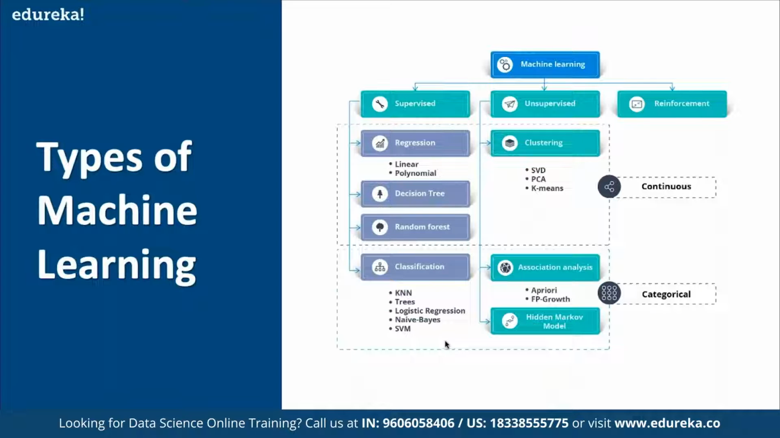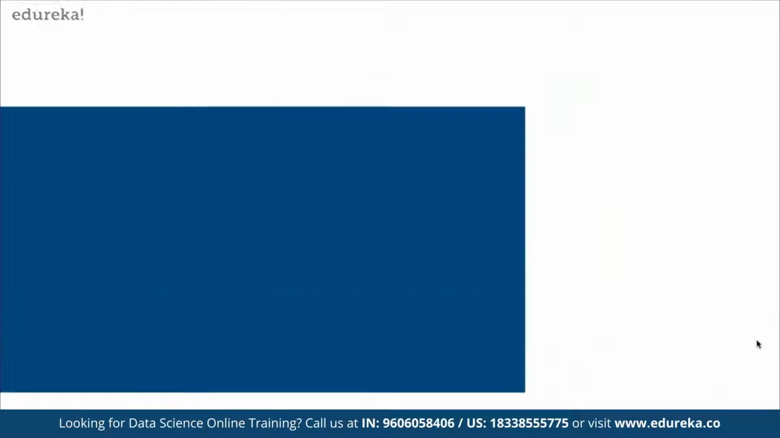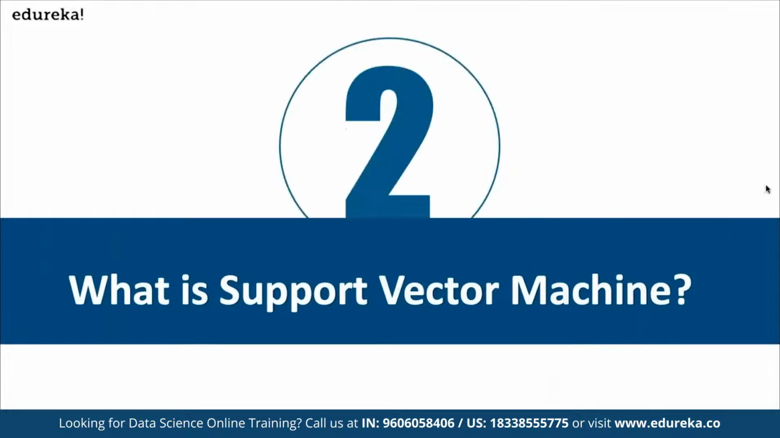If we talk about Apriori, FP-Growth, K-means, PCA, SVD, they all are part of unsupervised learning. And again, reinforcement learning is based on its own structure that we are going to discuss as we proceed further, step by step.